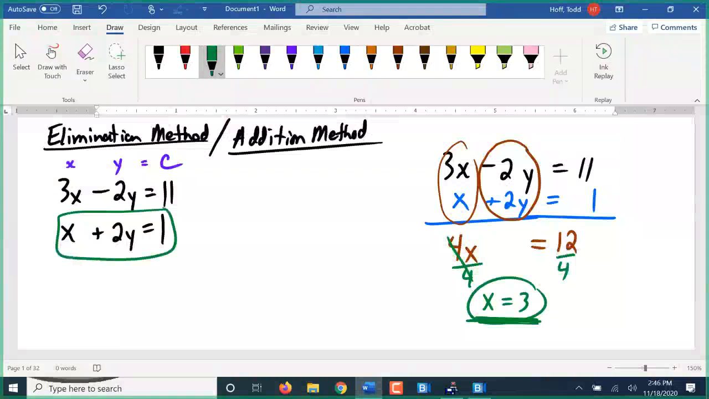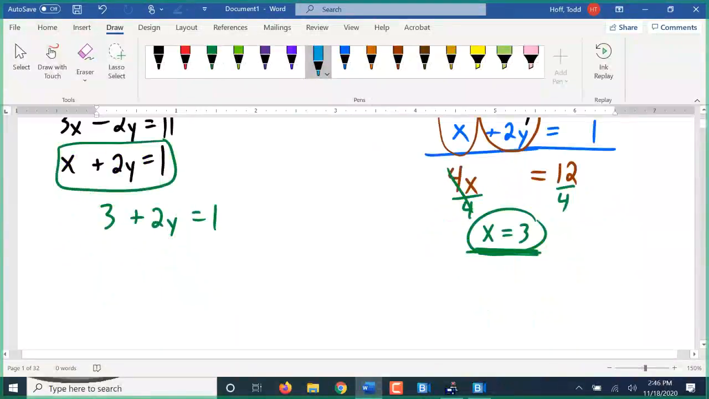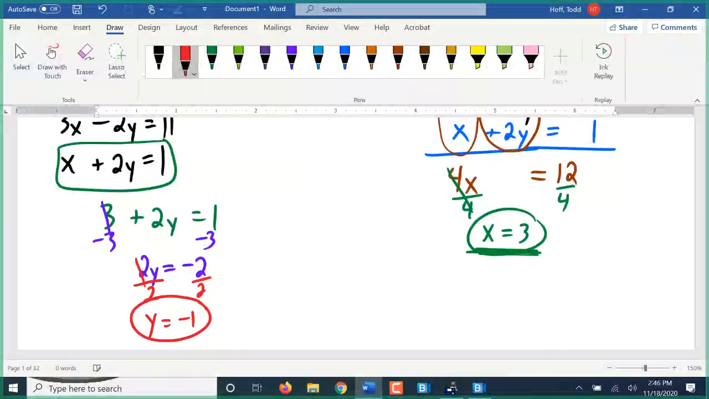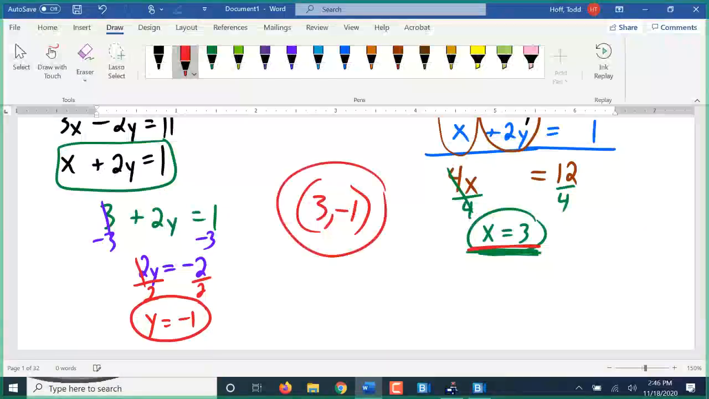I'm going to use that second equation just because it's right there. So for x, I'm going to put in the 3: 3 plus 2y equals 1. Now I have to solve that equation for y. I will subtract 3. 2y equals 1 minus 3, which is a negative 2. Then we'll divide by 2. y equals negative 1. So this gives us the ordered pair, x equals 3 when y equals negative 1, as the solution to that system of equations.